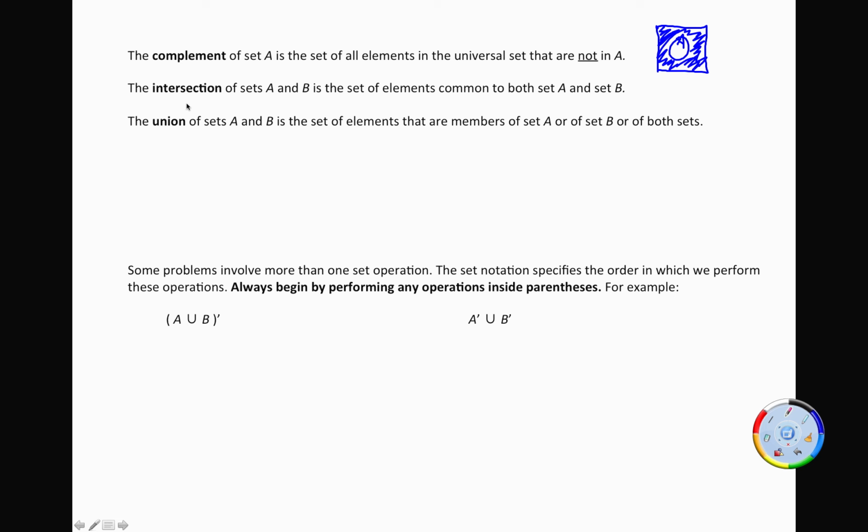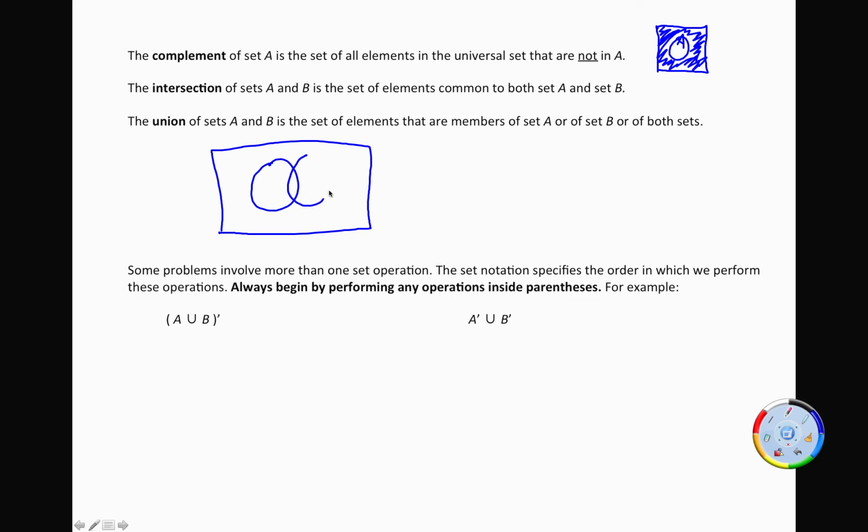The intersection of sets A and B is the set of elements common to both set A and set B. Sorry about that noise. We've already looked at how we would choose the intersection of sets A and B. Let's look at it one more time.